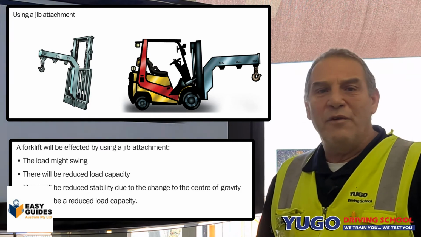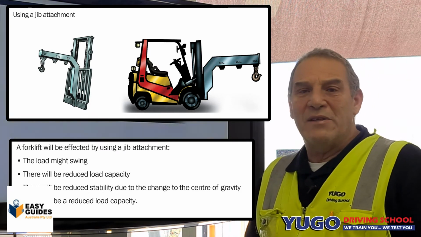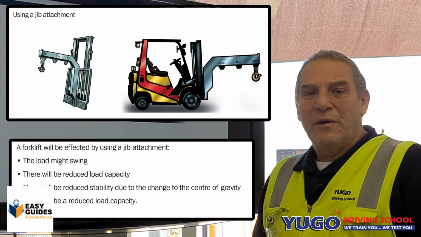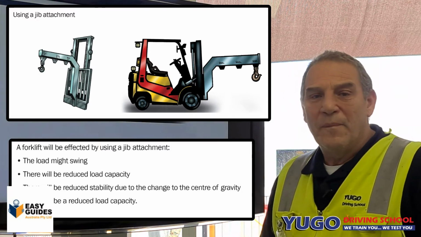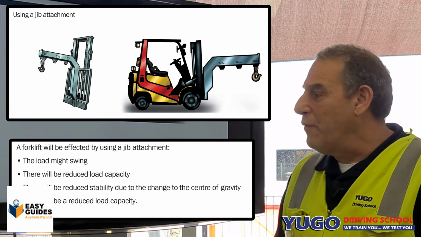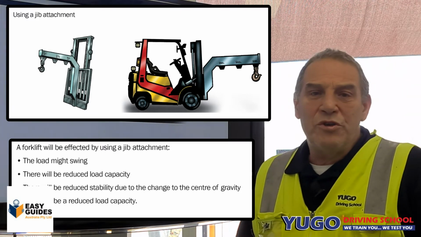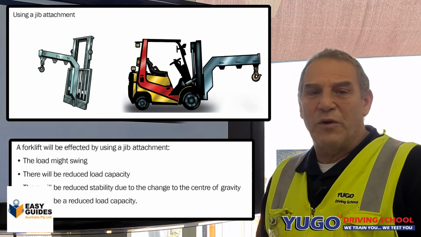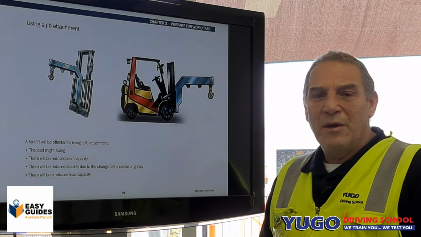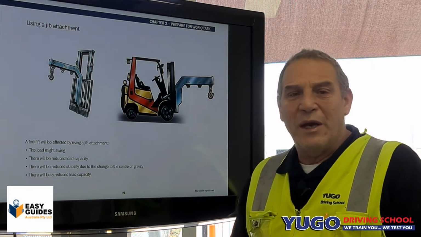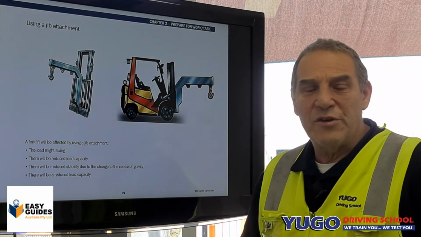What effect will that have on your forklift? Well, it's going to make it unstable. The capacity you can lift is going to vary. There will be a reduced stability to your forklift. So you want to be traveling slow with a jib attachment, making sure you maintain that swing under control as you drive.